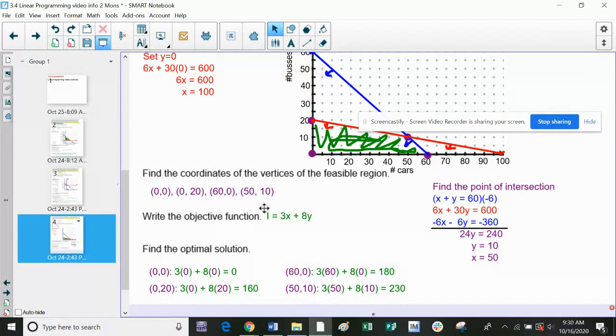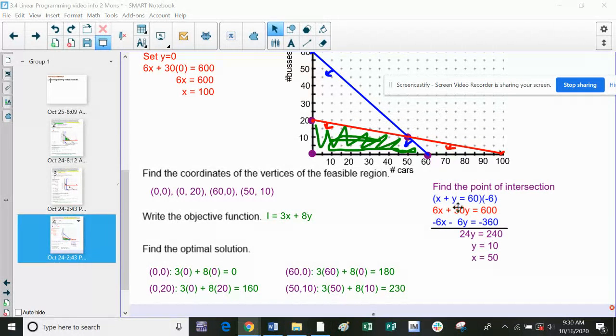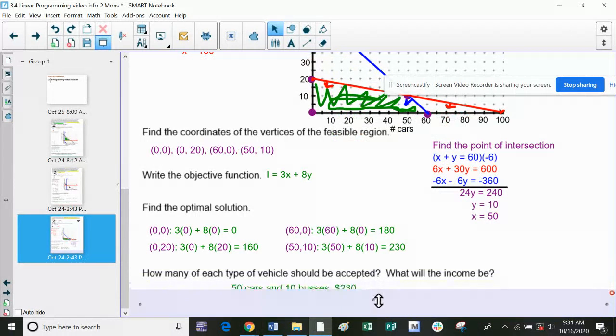And then the 50, 10, which was the point that we had to solve for right here. That's where this math came in right there. Plug in 50 for x and 10 for y, and that's $230. So how many of each type of vehicle should he accept to maximize the income? 50 cars and 10 buses, and his income will be, or her income, $230.